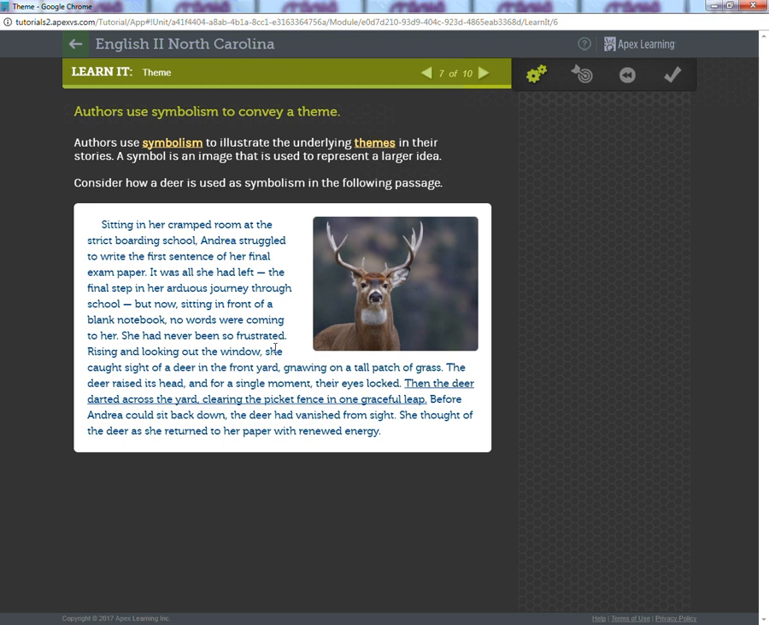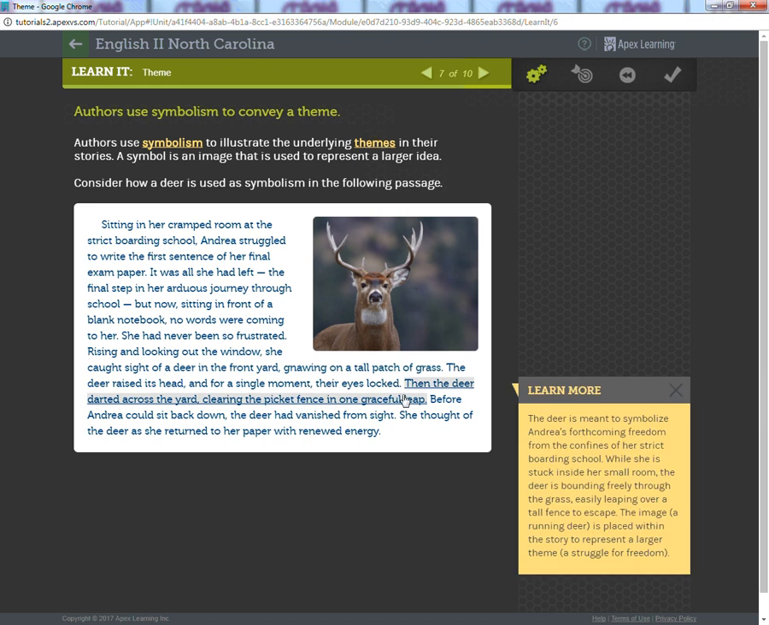Rising and looking out the window, she caught sight of a deer. The deer raised its head and for a single moment, their eyes locked. Then the deer darted across the yard, clearing the picket fence in one graceful leap. Before Andrea could sit back down, the deer had vanished from sight. She thought of the deer. She returned to her paper with renewed energy. So the deer basically was in the yard, the picket fence yard, and jumped over the picket fence. So the deer was conveying freedom.